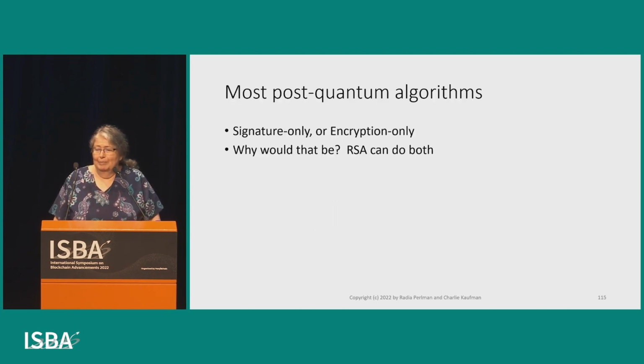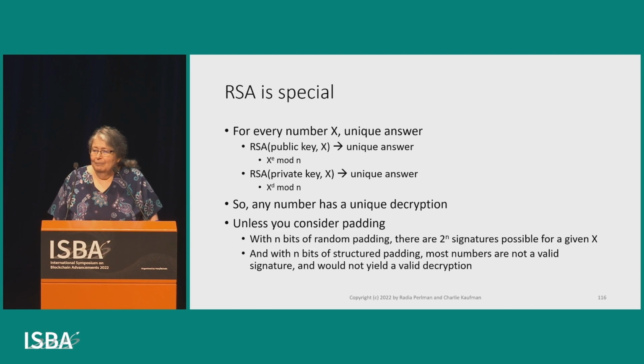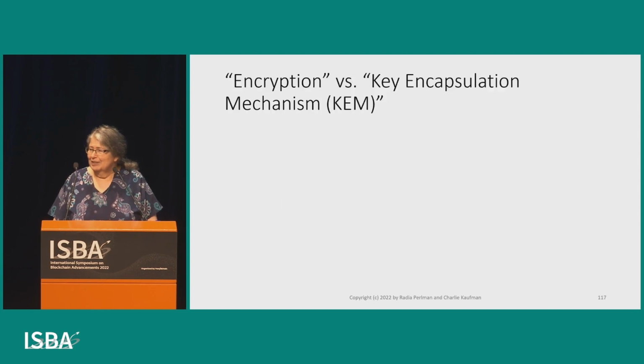So most post-quantum algorithms either only do signatures or only do encryption. And why would that be? RSA can do both. You know, you use your public key to encrypt and your private key to decrypt, and you use the private key to sign. But RSA is kind of special because for any number X, applying the public key to X gives you a unique answer, and applying the private key to X gives you a unique answer if you ignore padding, which makes it so that you would recognize that this was not a real thing encrypted the right way or something.